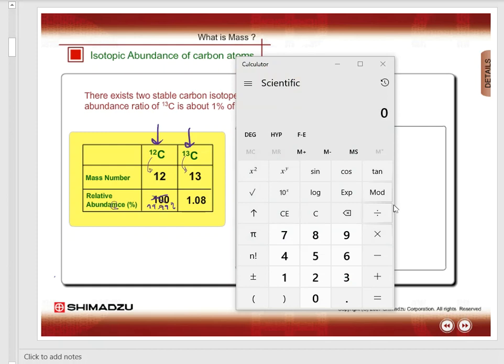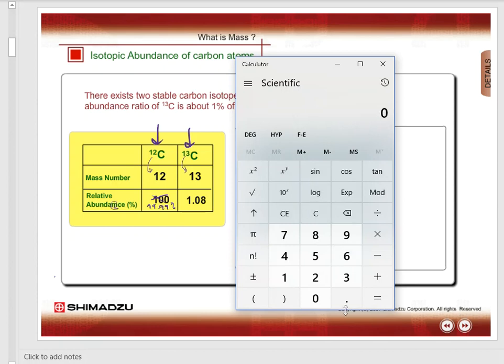So let's do a calculation. We're going to say 0.999 of the time, we're going to have carbon-12. All right, so I just multiplied those two numbers together. I got 11.988. And then I'm going to add to it the other version of carbon that can come around, 0.00108 times 13. And then I'm going to hit enter, and I get about 12. Well, on the periodic table, it's 12.01.